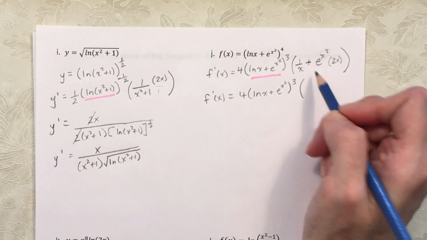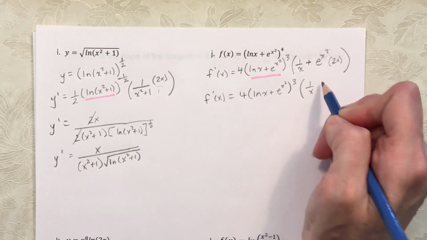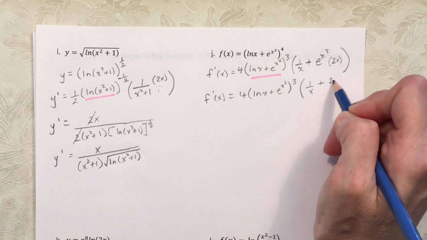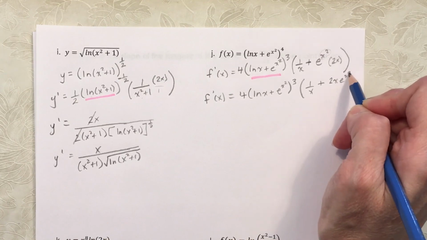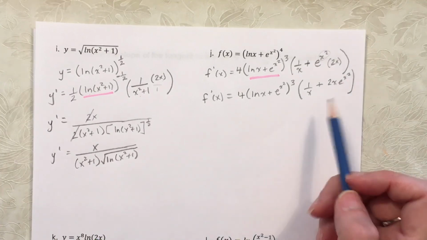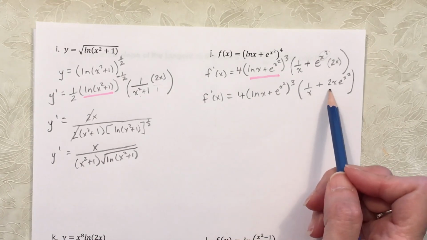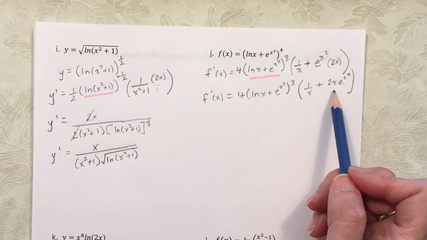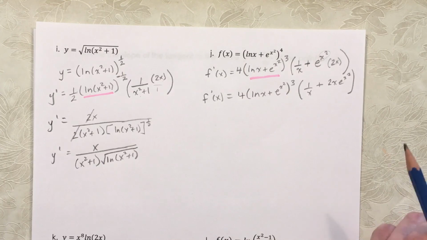So within this bracket here, all I would do then is write 1 over x plus 2x e to the x squared here. And that's all you would need to do. Some textbooks might want you to get a common denominator within here of x, but it doesn't help you simplify it really any further.